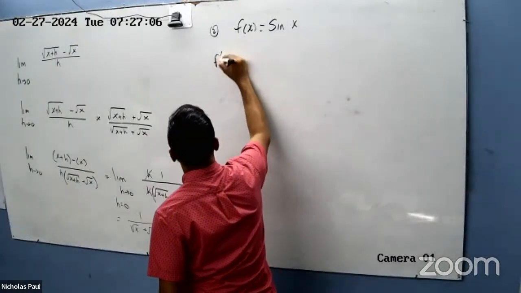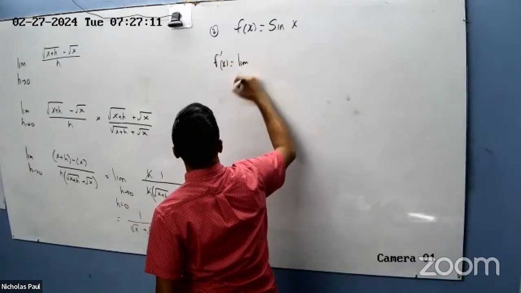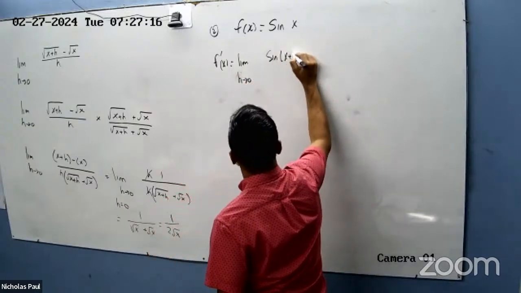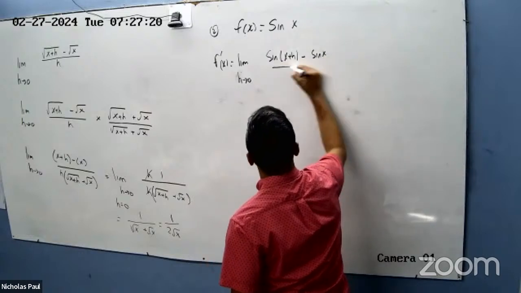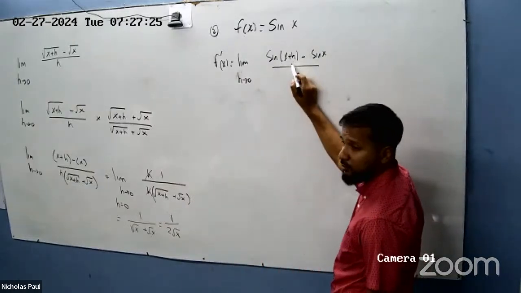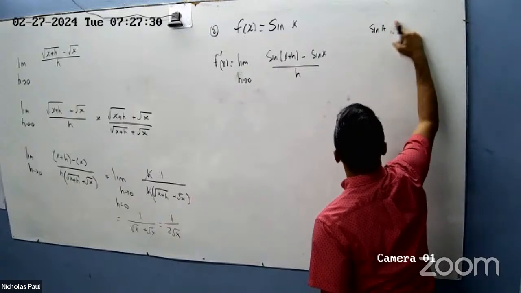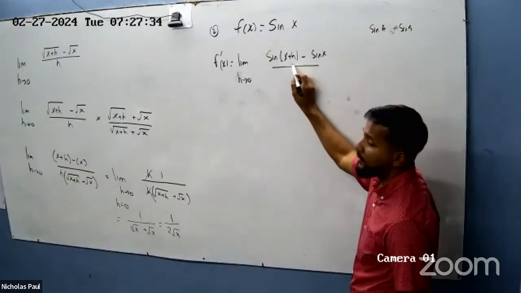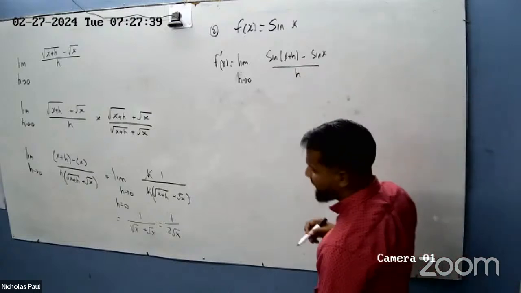So f prime x is equal to the limit as h approaches 0 of sine of x plus h minus sine x, all over h. So you have two options here. You can expand this out, or you could use the rule sine a minus sine b. Anyone could do it. I will use the expansion version. I'll show you, you'll get the same thing.